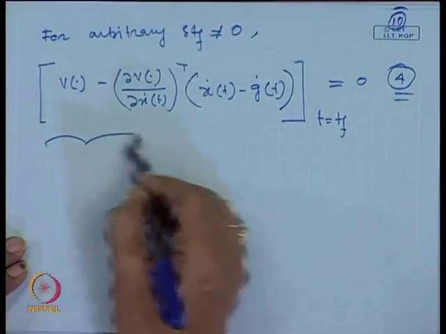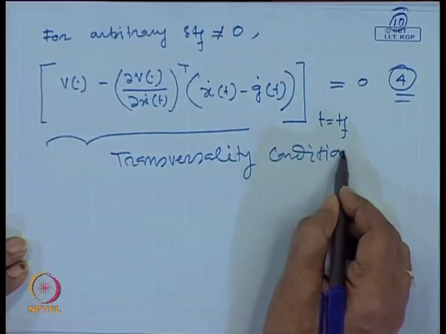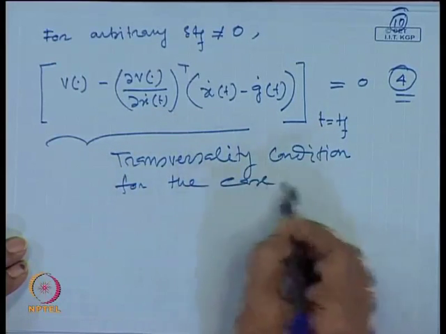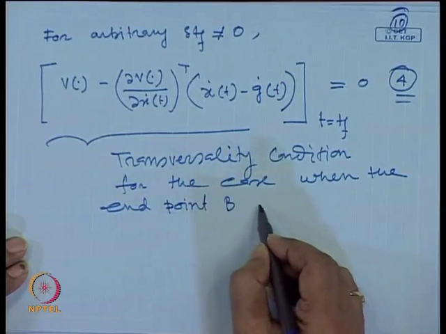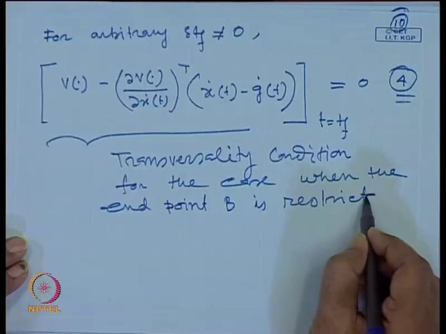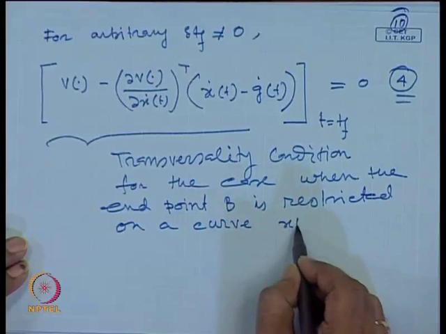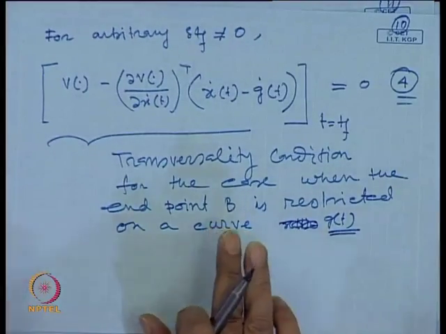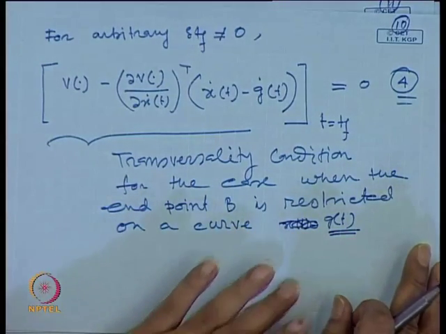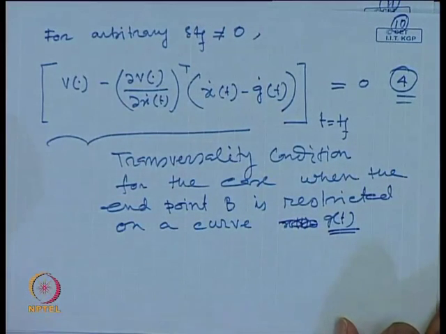So, this is also called the transversality condition for the case when the end point B is restricted on a curve x t equal to g t. So, in short, when the free end B is restricted on a curve g t and the other end is fixed, then we have to solve Euler's equation, which is equation number 1, and equation number 4.